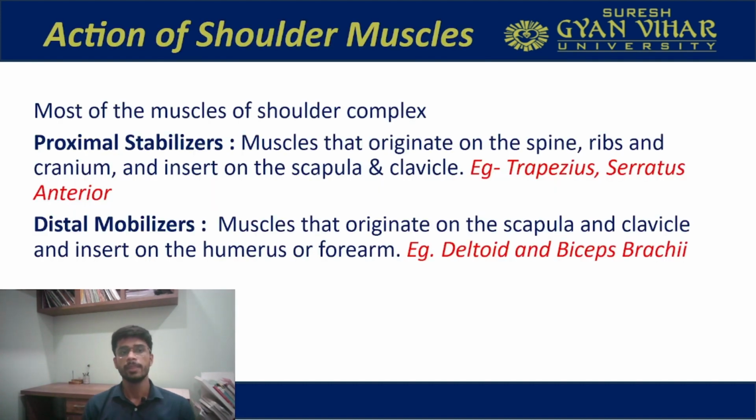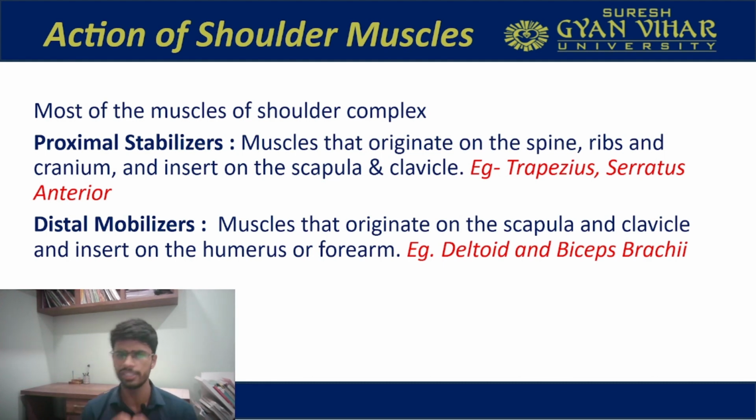First of all, we will divide all the muscles of the shoulder joint into two parts. So the proximal muscles will work as a proximal stabilizer and the distal muscle will work as a distal mobilizer. So what are these proximal stabilizers? These are the muscles that originate on the spine, ribs and the cranium, and they are inserting on the scapula and clavicle. For example, your trapezius, serratus anterior, they are coming from the spine or either from the ribs, and then they are attaching to the scapula and the clavicle.